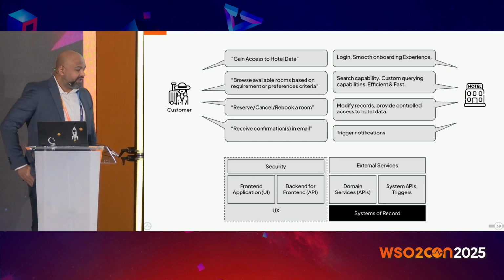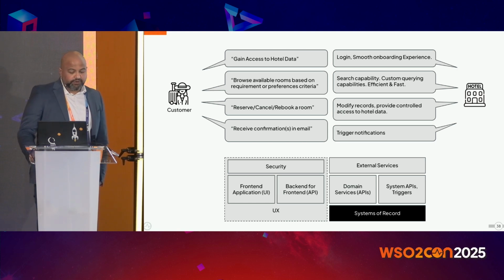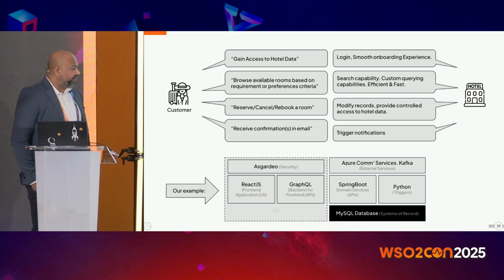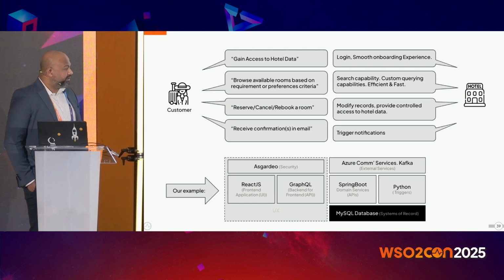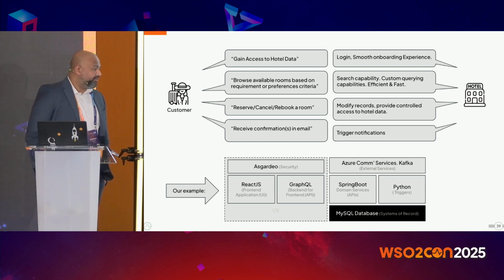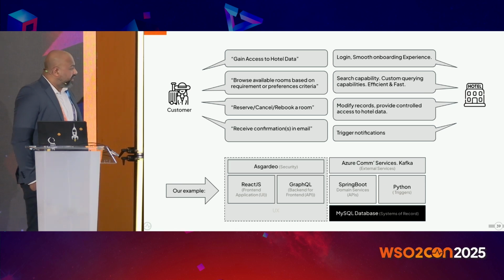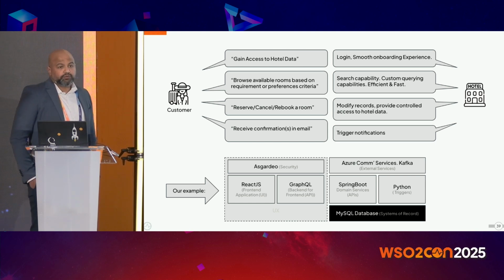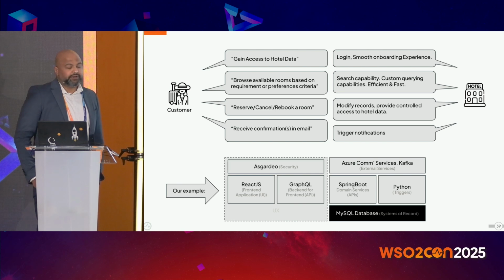So in this example, we have selected certain technologies to represent these boxes at the bottom of this diagram. As the system of record, we are using a MySQL database. On top of that, there's a Spring Boot service that we have developed to mimic the domain APIs, which allow basic create, delete, update kinds of operations. And on the UX side, we have a React.js based front-end application to provide the user interface to interact with.